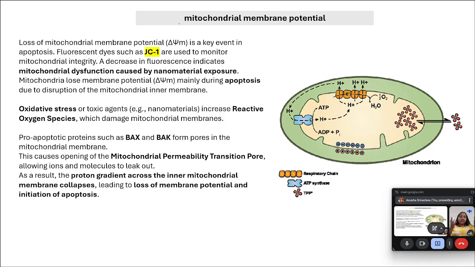Now, before discussing the next method, let's understand what exactly mitochondrial membrane potential is and how it gets disturbed during apoptosis. Just give me a second.